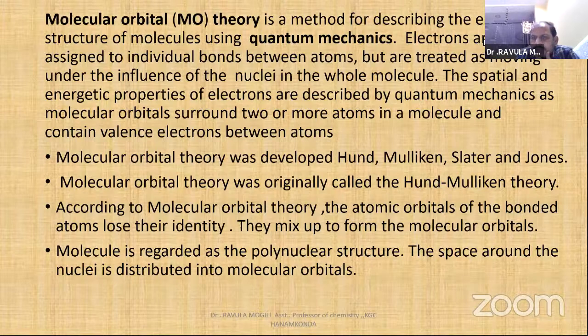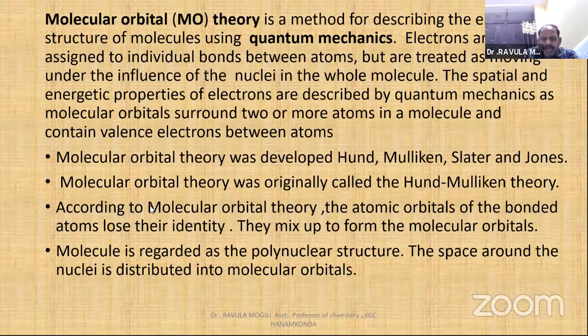According to the Hund-Mulliken molecular orbital theory, the atomic orbitals of the bonded atoms lose their identity. It is very, very important. An atomic orbital on its own can't lose its identity, but whenever it mixes with another atom, it loses its identity. They mix up to form molecular orbitals.